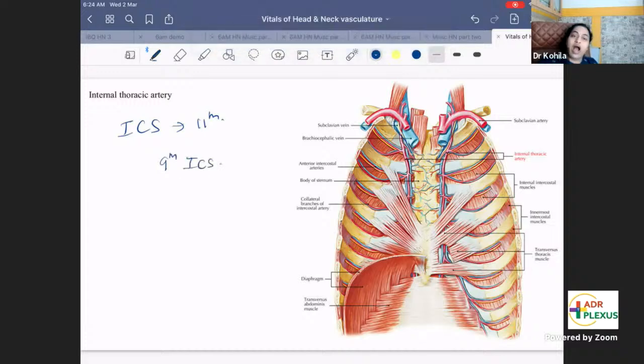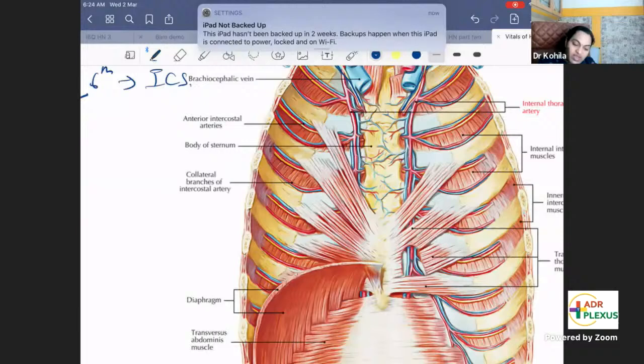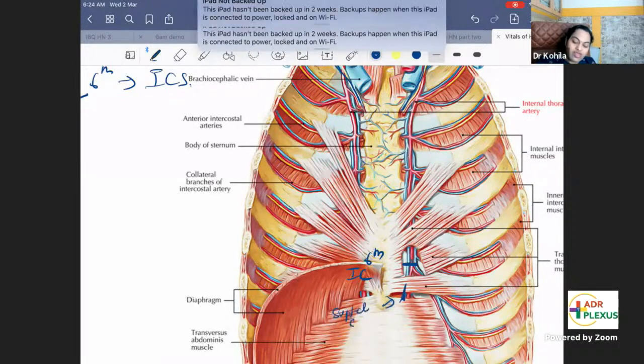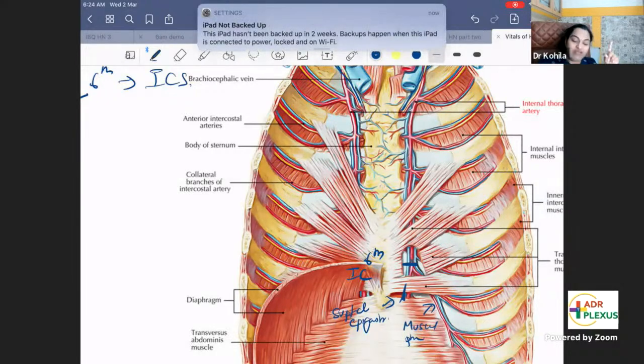intercostal spaces. Only the upper 9 intercostal spaces will be supplied by the anterior intercostal arteries, of which the upper 6 will receive branches from the internal thoracic artery. So this is the internal thoracic artery. At the level of the 6th intercostal space, it is going to terminate into the superior epigastric and musculophrenic arteries. So till the 6th, each space will have 2 anterior intercostal arteries.